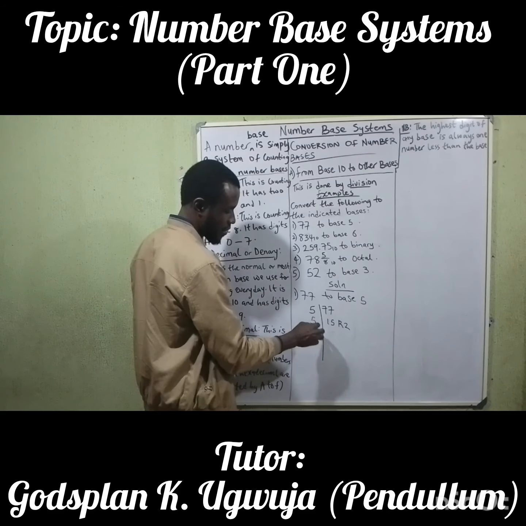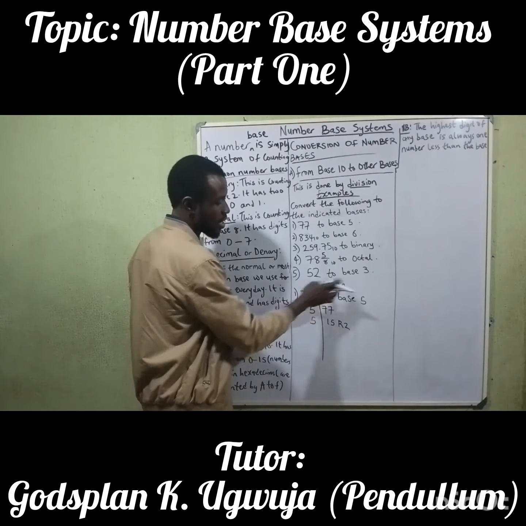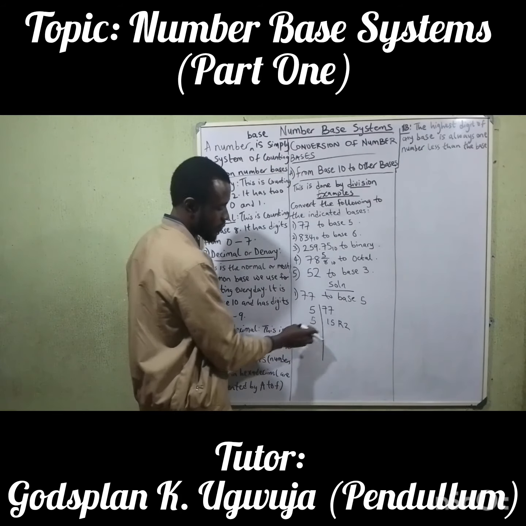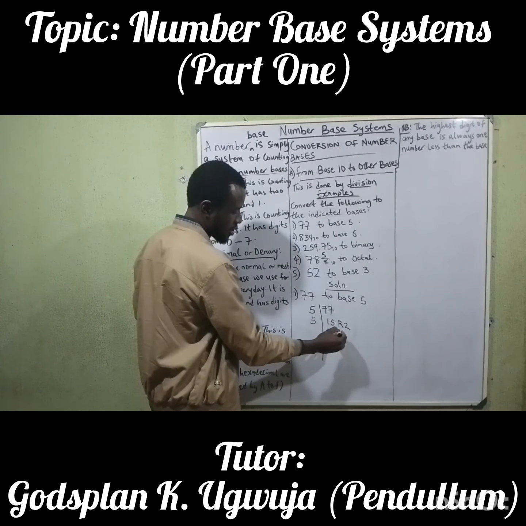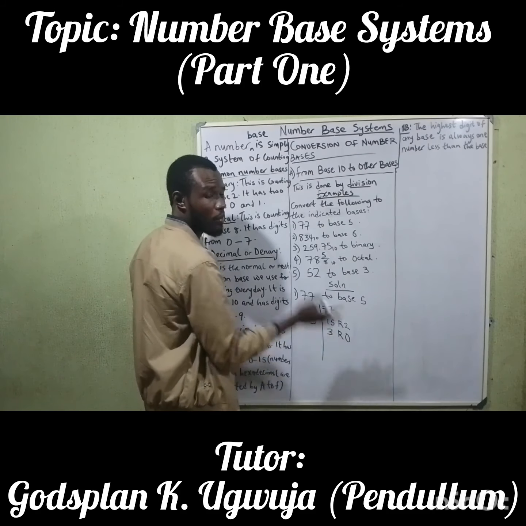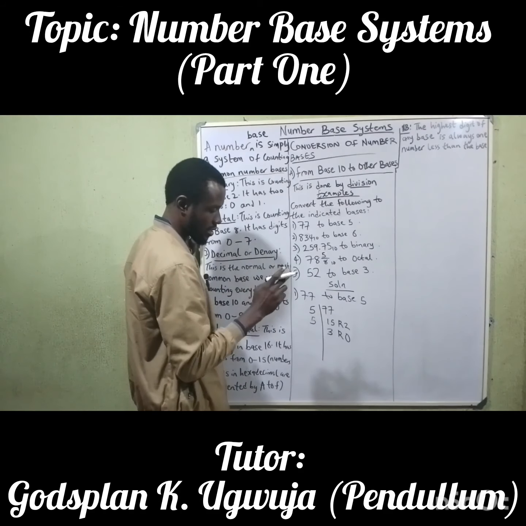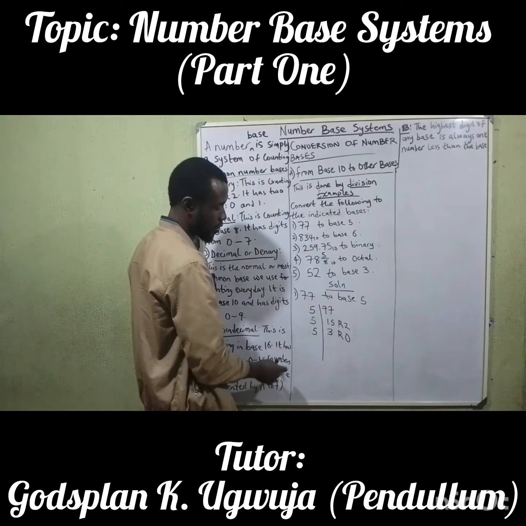We'll divide again by 5. We'll keep dividing by the base you are converting to till we get 0. 15 divided by 5 is 3. In this case, there's no remainder, so we write remainder 0. Please remember to write your remainders. Now we'll divide again by 5.